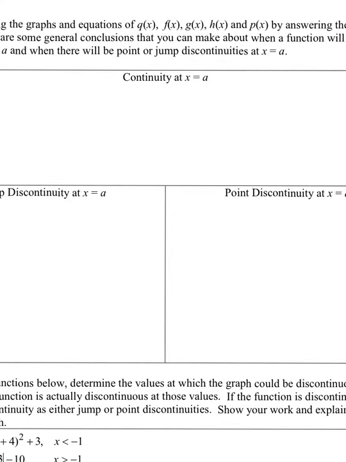All right, so here it asks us, after investigating the graphs of the equations of q of x, f of x, g of x, h of x, and p of x, by answering the questions about each, what are some general conclusions that you can make about when a function will be continuous at x being equal to a, when there will be a point or jump discontinuities at a? So the first one, when we have continuity at x being equal to a.